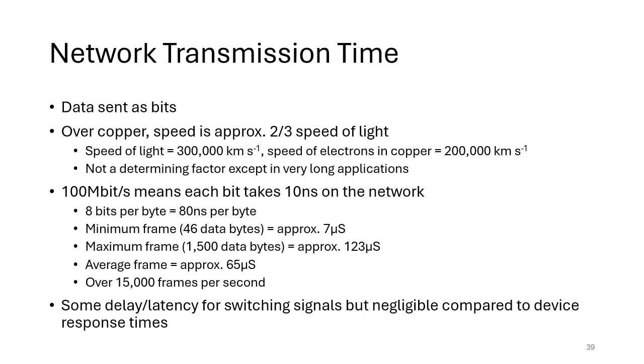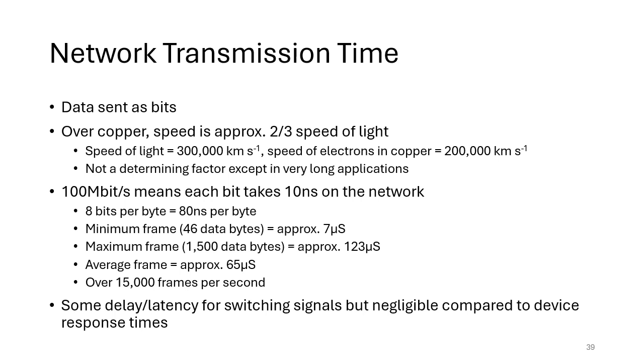So something that used to be more relevant, but less so these days because networks are getting so fast, is network transmission time. Data over the network is sent as bits, and typically we have that running over an underlying media. So if you're using copper, we're sending electrons, and with electrons, the speed of the electrons is approximately 2/3 of the speed of light. So if you look at the speed of light being 300,000 kilometers a second, the speed of the electrons is about 200,000 kilometers a second.